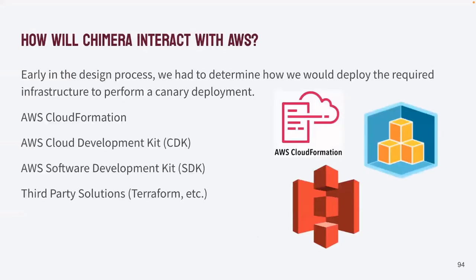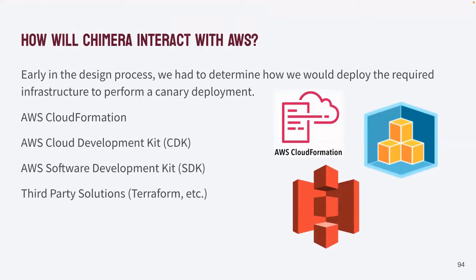So with those principles in mind, one of the early design decisions we faced was how Chimera would actually interact with AWS. We evaluated several options, and we decided against using third-party tools like Terraform for the sake of simplicity. We wanted to avoid introducing too many separate tools or other solutions into the project. So that left us with the options provided by AWS, specifically CloudFormation, the Cloud Development Kit, and the Software Development Kit.